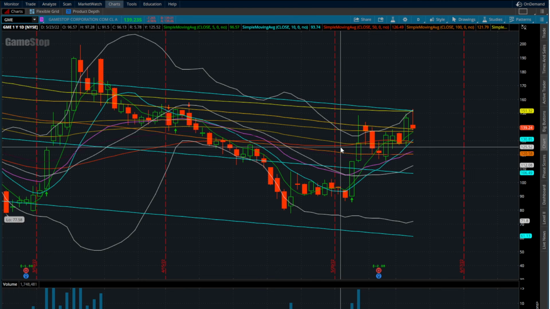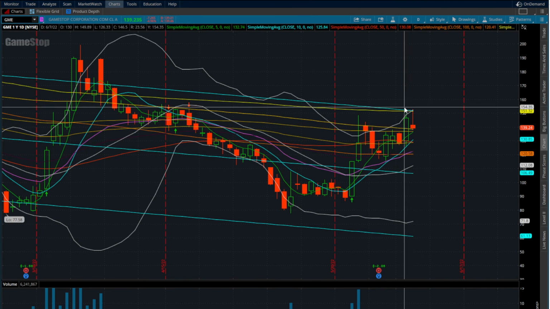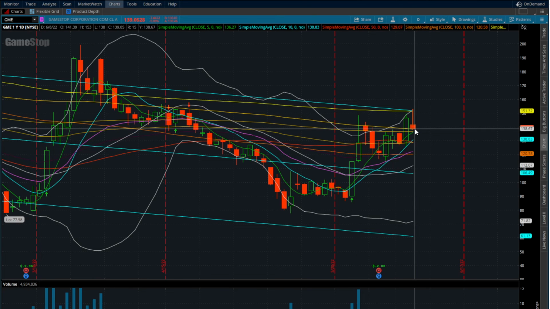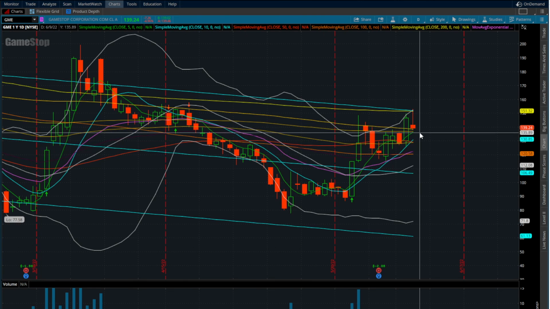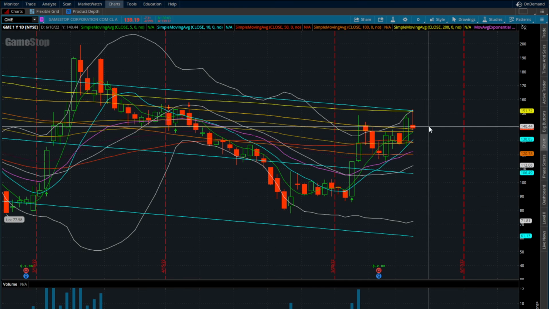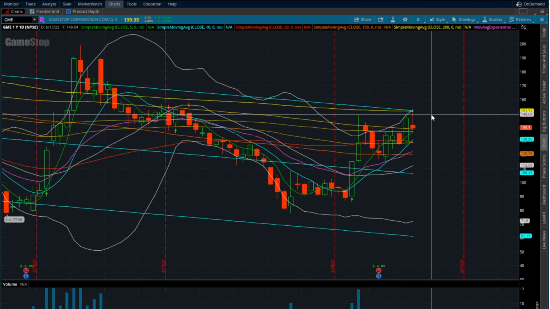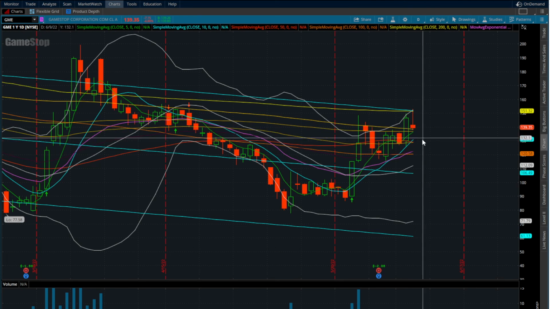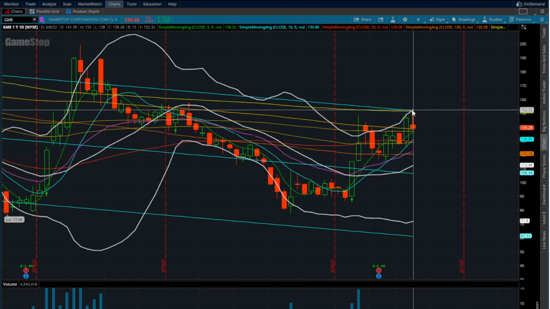Now, if GameStop is not going to break out, because you can see we literally tagged the supply zone, are doing nothing more than backtesting the rising 5-day moving average. The 5-day moving average is your nearest, closest, short-term sentiment. Whoever controls the 5-day moving average controls the price of the stock for the next day. If the bulls can control this 5-day moving average here, maybe we get a bounce. But even if we get a bounce, this area here between 136 and let's say 149 is going to be extremely choppy. The big macro trade we're looking for is to get over this 200-day moving average.